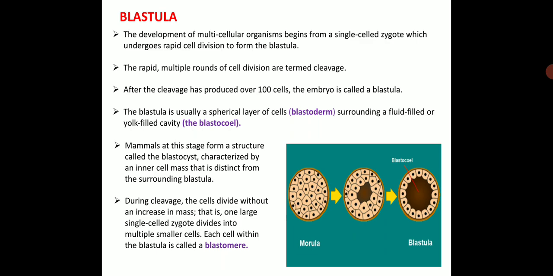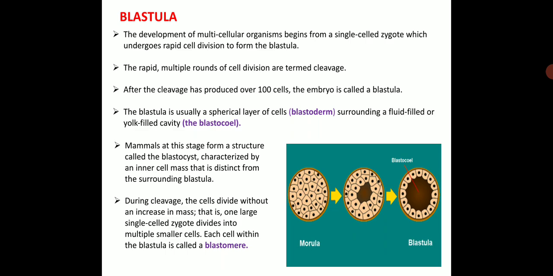See the blastula in this picture. You can see that it is a spherical layer of cells, the outermost layer, which surrounds a fluid filled or yolk filled cavity that we call the blastocele. Mammals at this stage form a structure called the blastocyst, which is characterized by the inner cell mass, and that will be distinct from the surrounding blastula.